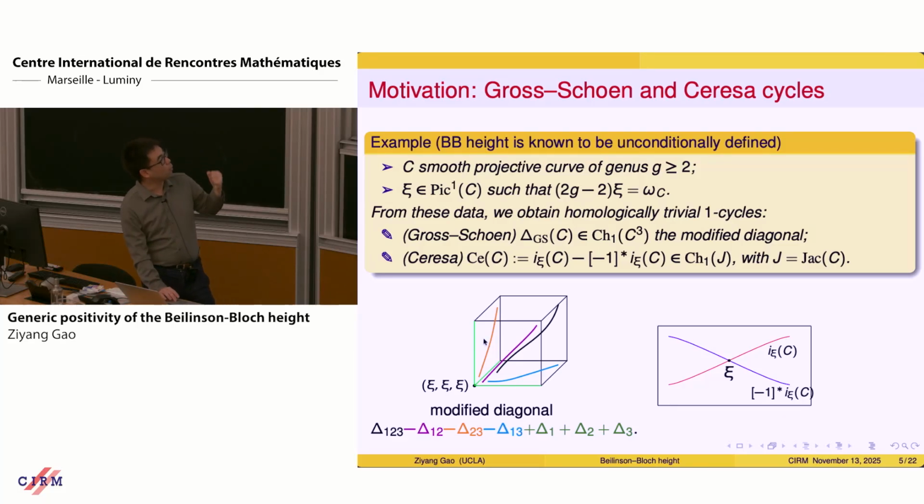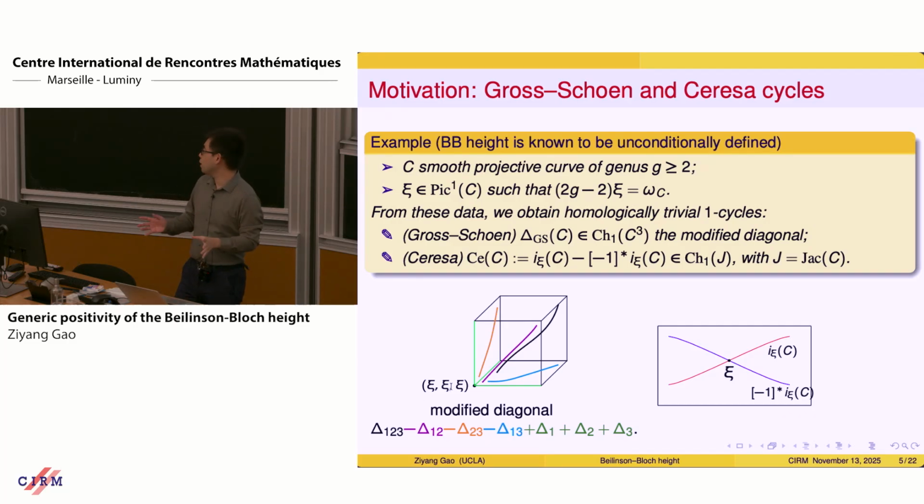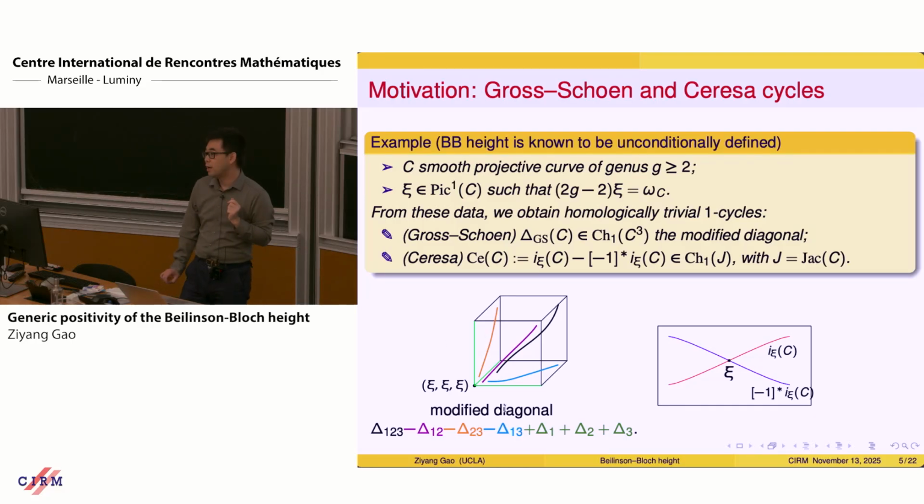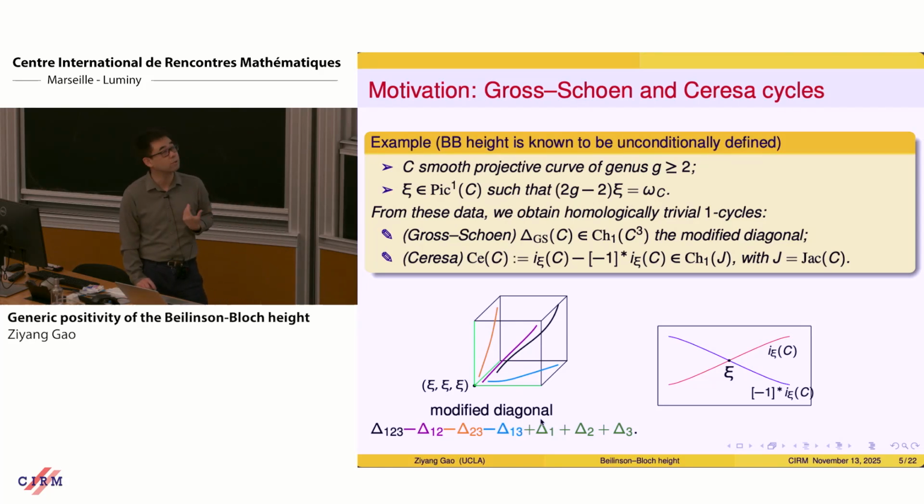The Gross-Schoen cycle is defined to be a one-cycle on C cubed. So we have this cube here. Each direction represents a C, and this point is the origin. And then we have all the partial diagonals. We have the full diagonal, which allows all 3 coordinates to change. And we can also fix one coordinate and let the rest change. The modified cycle, the Gross-Schoen cycle, is the alternating sum of these partial diagonals, so sometimes we call it the modified diagonal. It can be proved that this is homologically trivial.